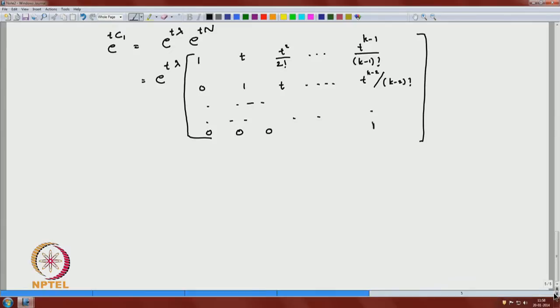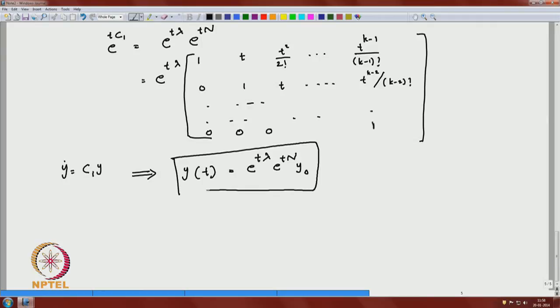So if your system is y dot equal to c1 y, this immediately implies that your solution y(t) is equal to e power t lambda into e power t n, this matrix e power t n, into y naught. So you have a nice solution here. Now we go to the next case, the second case.